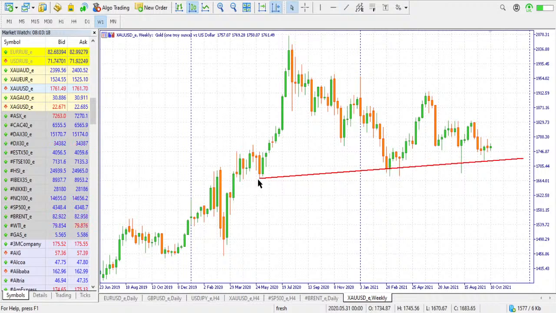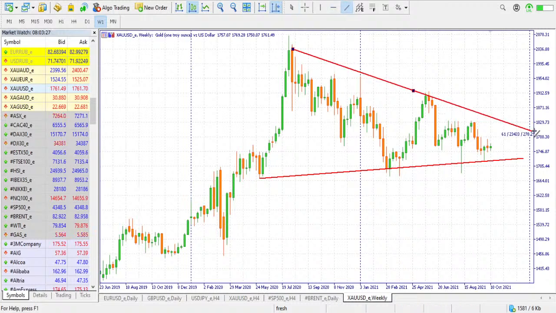So we have a support here, here, here, here, and here. On the upper side we have this. So we have a resistance, we have a resistance. If the price can come back down and touch this level here, then this should give us the correct place to look for a buy from, at least up to this trend line here.